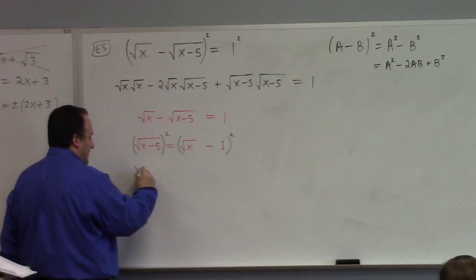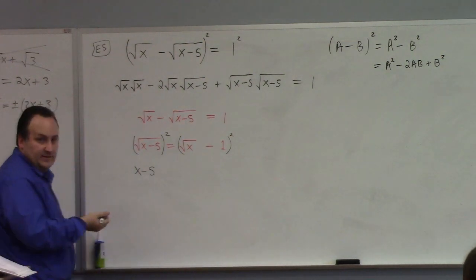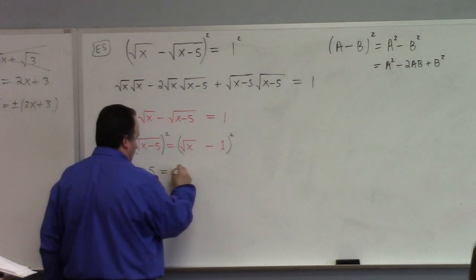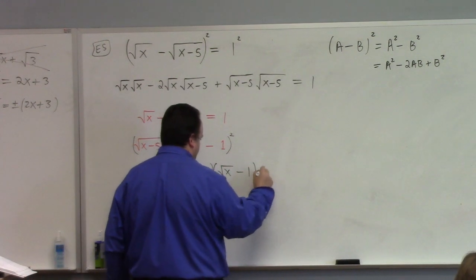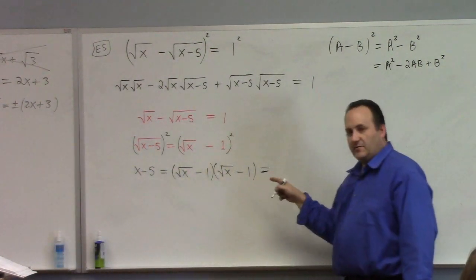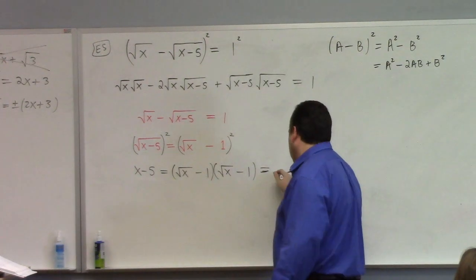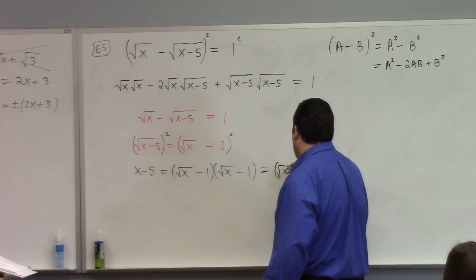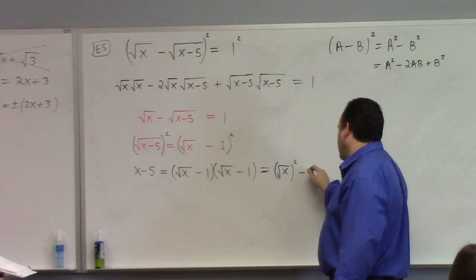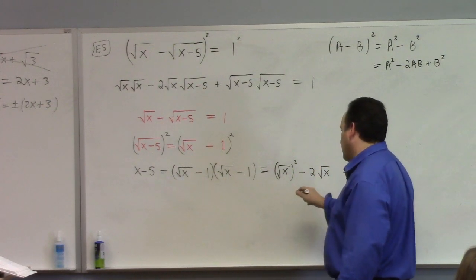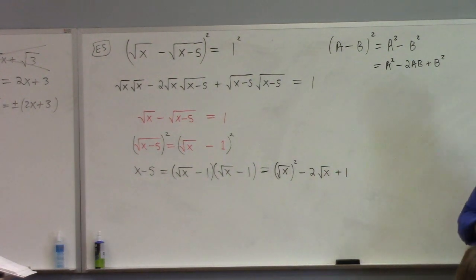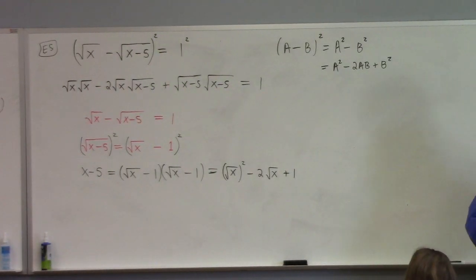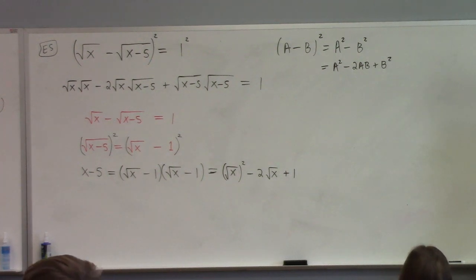So when I square both sides, I get x minus 5 on the left-hand side. But on the right-hand side, I'll write it out. I've got this times this, and how does that multiply out? You have square root of x times the square root of x, which is square root of x squared. And then you have 2 times the square root of x subtracted. And then you have plus 1. Now that's actually very nice, right? How does that simplify?